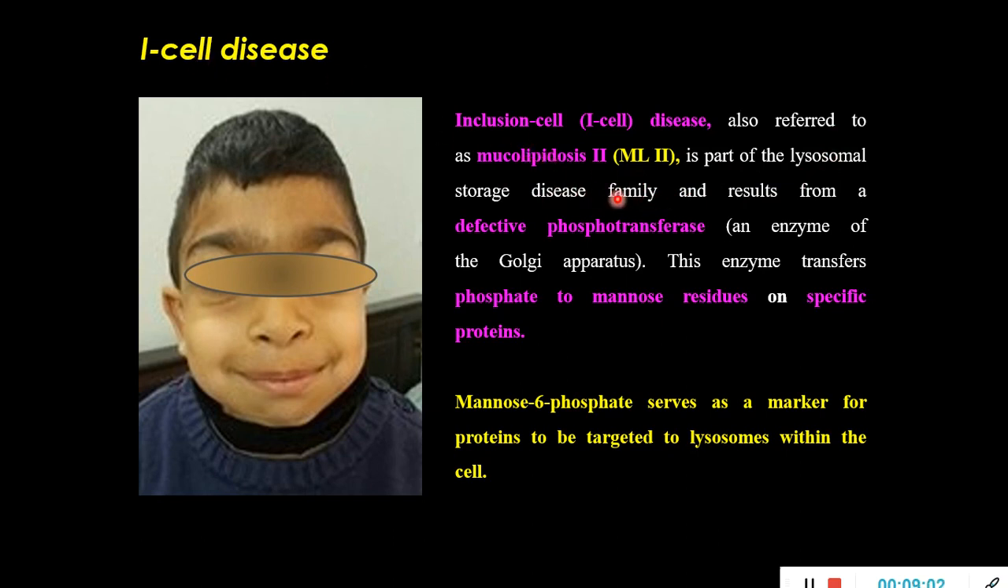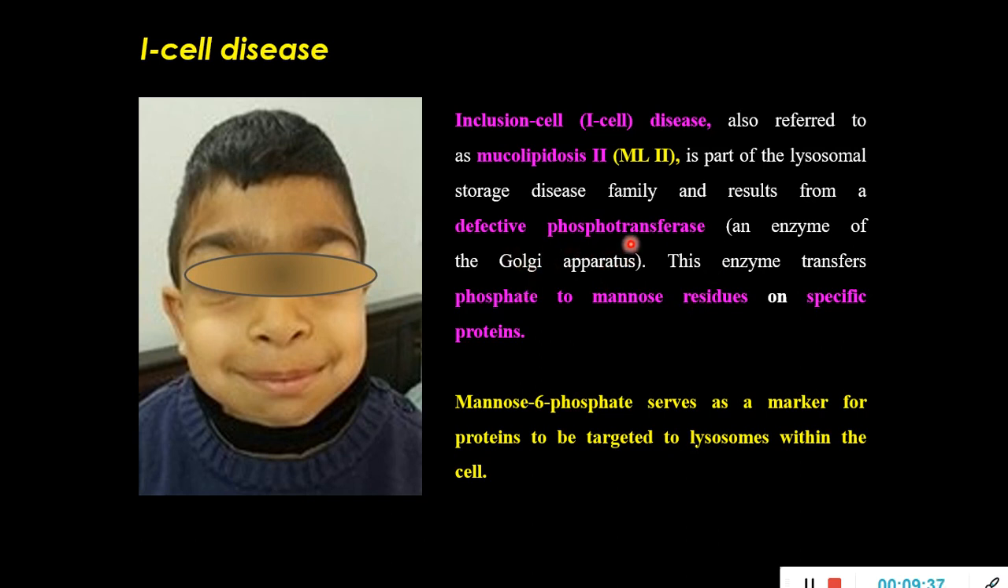So I-cell disease is one of the diseases of this family, and results from a defective phosphotransferase. Transferase means addition of a phosphate group to a specific moiety like a protein. So phosphotransferase is an enzyme of the Golgi apparatus. This enzyme transfers phosphate to mannose residues on specific proteins. So basically this enzyme is present in the Golgi apparatus, and the function of the Golgi apparatus is to transfer mannose to some of the proteins.